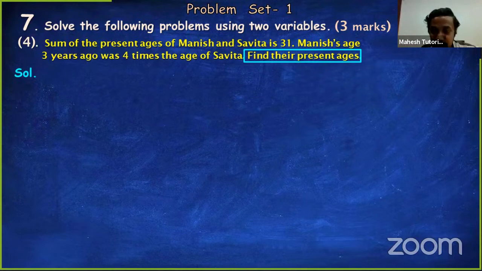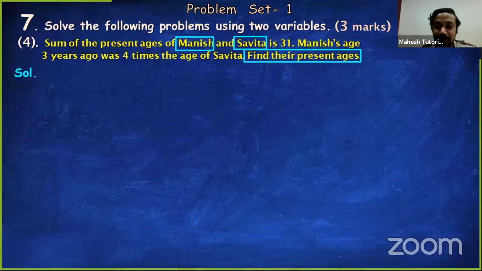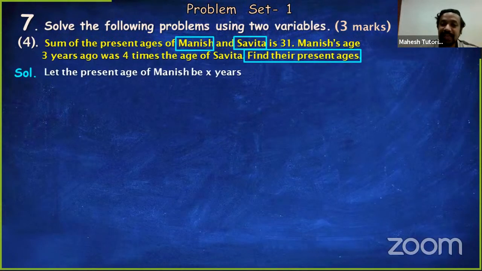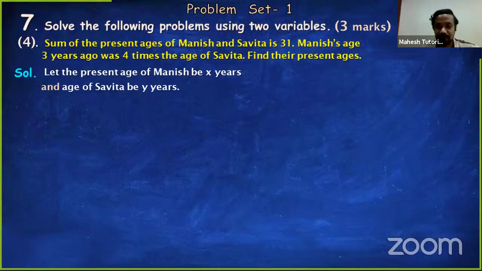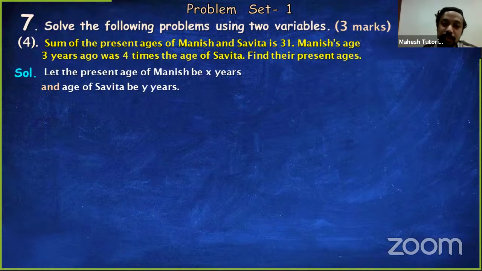Their. If we read the question carefully, then in that case it is very clear that the question here again involves two individuals, Manish and Savita. At this time, how many years is Manish's present age and how many years is Savita's present age, we are not aware of it, and that is what the question is asking us to find, their present ages. So students, we are supposed to find two things. So let us assume one of them as x and the other one as y. So let the present age of Manish be x years and the present age of Savita be y years. So as per our assumption, the present age of Manish is x and the present age of Savita is y.